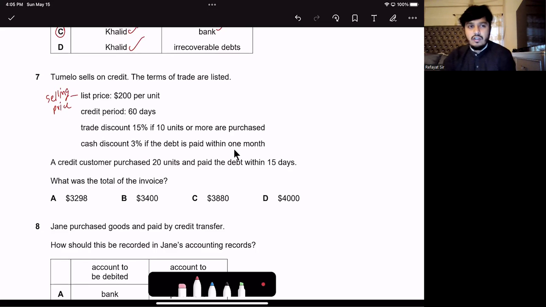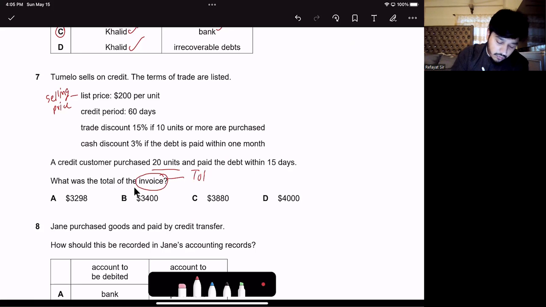Remember, cash discounts and trade discounts are two different things. Trade discount reduces the selling price. Cash discount is normally given to encourage customers to pay on time. A customer purchased 20 units and paid the debt within 15 days. All right. So what was the total of the invoice? In the invoice, we write down the total selling price after trade discount.